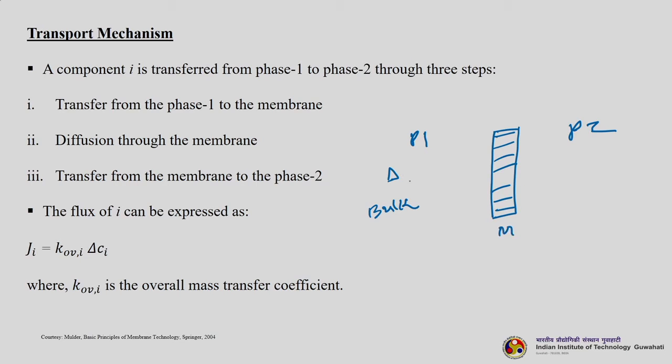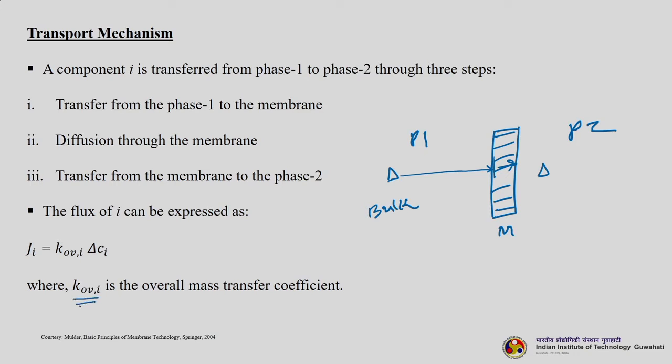So, what will happen? It will first move from the bulk and come to the surface of the membrane. It will then sit on the membrane surface, and then diffuse through the membrane. Once it diffuses through the membrane and reaches the permeate side, it detaches itself from the membrane completely and comes to the permeate side. So, the flux of i can be expressed as Ji equals KOVi times delta Ci.